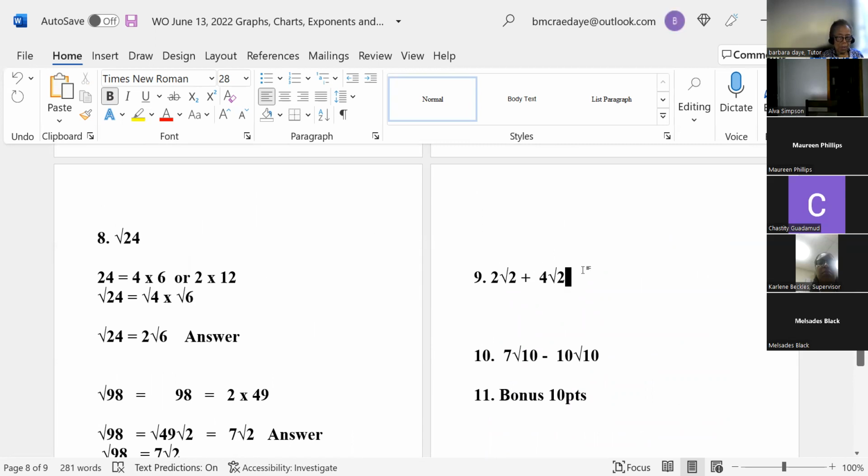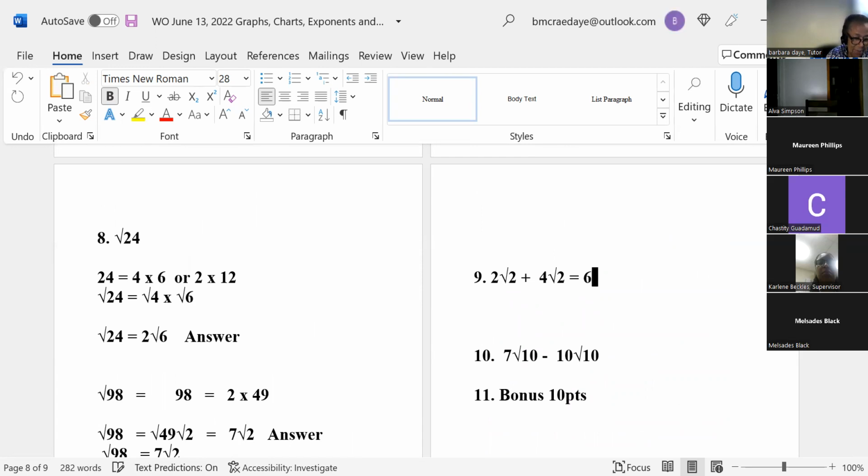Where are you now, Miss Barbara? I'm right at number 9. Right. What would that be equal to? Add the coefficients. Those are the numbers in front of the radicals. What would that be, Alba? Okay, 2 and 4, 6.